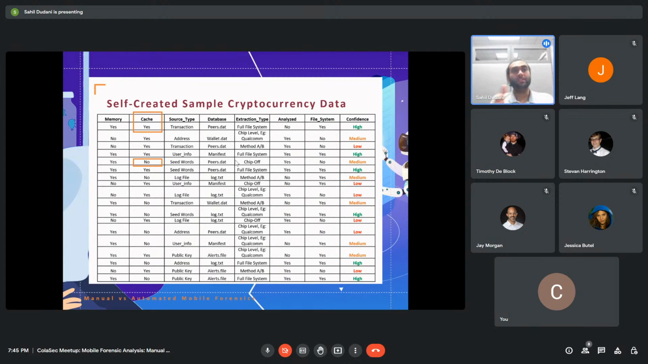And again, it's not just TikTok, it's Twitter and a lot of other applications which are storing different types of caches, and you need to look for user created data. So you should definitely, every time, verify user created data.